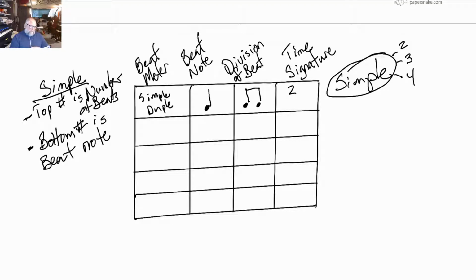So simple duple. Where's my fancy little deal? There we go. Simple duple, quarter note beat note, division of the beat is 2 eighths. Simple duple means 2 on top, and then the bottom number is going to come from the beat note. Because the beat note is a quarter note, it's 2/4 time. Can you dig it? Let's do another one.